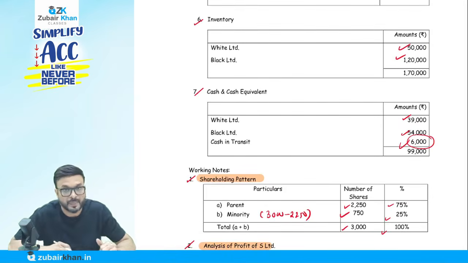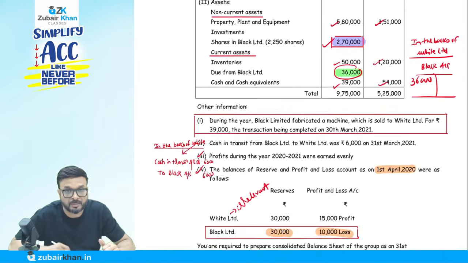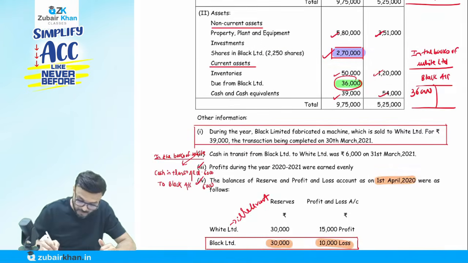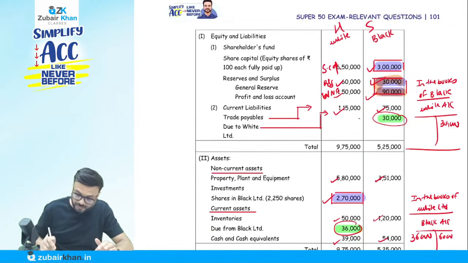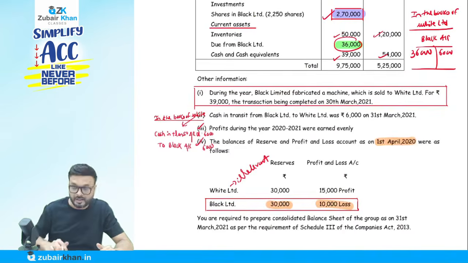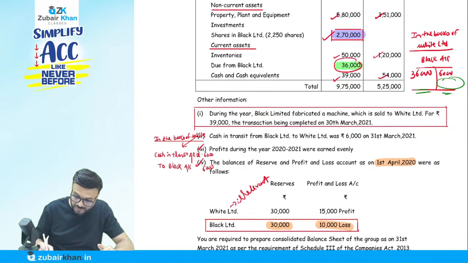This is the first effect. The second effect, I'm going to credit to the Black Limited account. So in the books of White Limited, I will credit 6,000. Now understand, if I do the balancing here, how much balance is coming here? Here the balance is coming credit balance 30,000. Here the balance is coming debit balance 30,000.